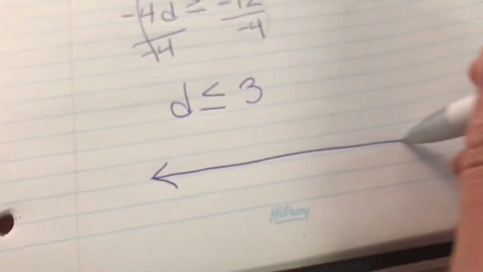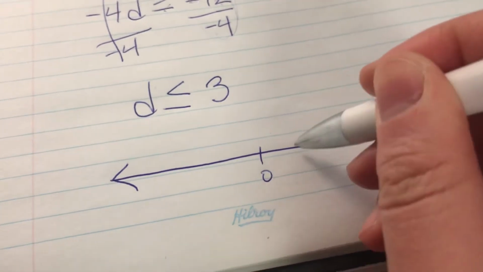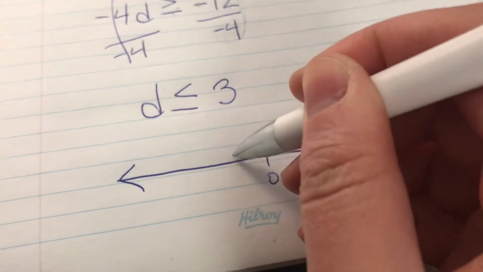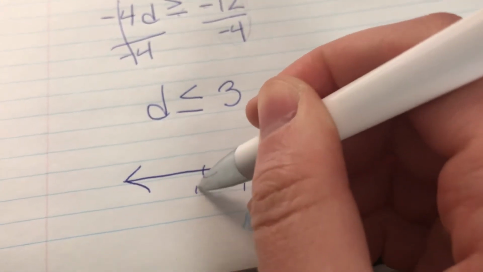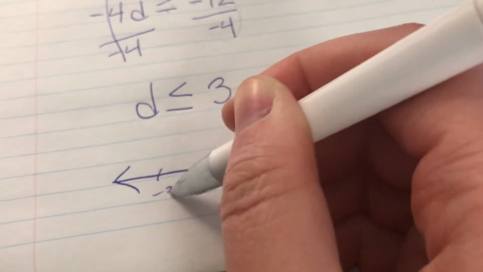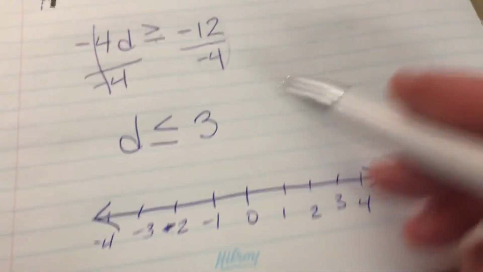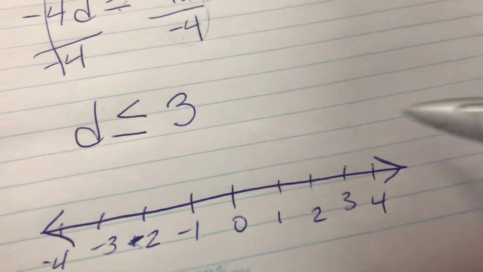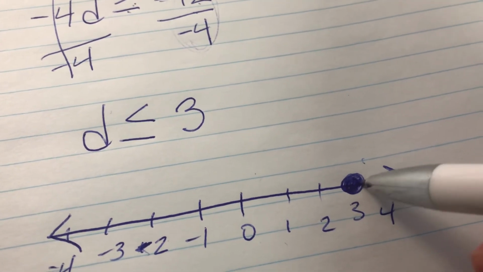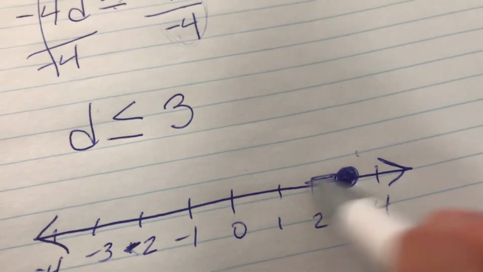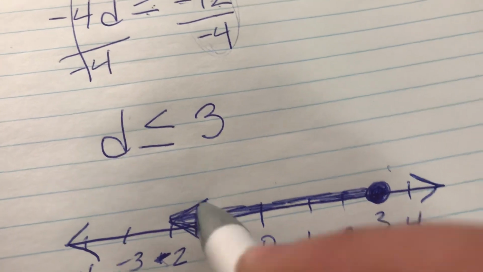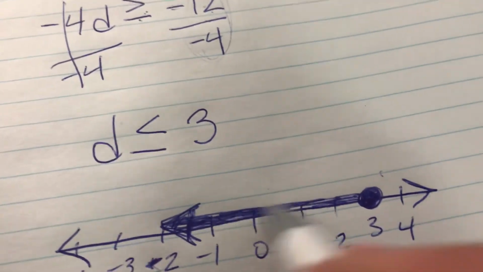So we can graph that. 0, 1, 2, 3, 4. I'm just doing this really messy because I think you guys know what I'm doing here. D is less than or equal to 3, so we put a solid dot there because it's or equal to. And less than means it goes this direction. Really messy, but you know what I'm doing.